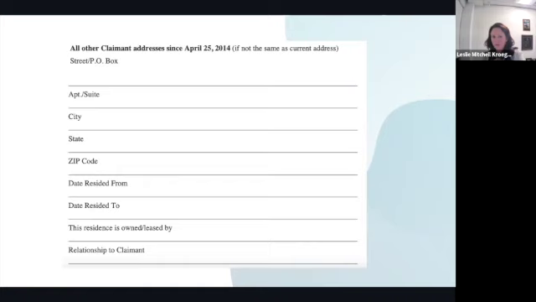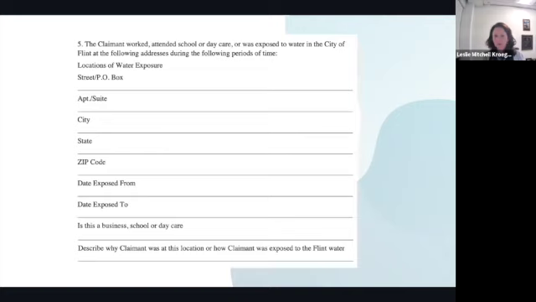If I'm filling it out for myself, these are all the other places that I've lived other than my current address. And again, they also want to know, all right, when did you live there? Who's it owned or leased by? What is their relationship to the claimant? So if my child and I lived somewhere else in 2015, I'm going to put that address. I'm going to put that I leased it, and my relationship to the claimant is, again, parent. Keep going, Beth. Okay, question 5 on the declaration of exposure.